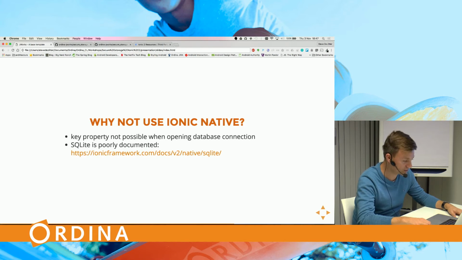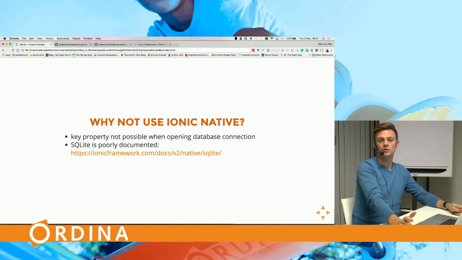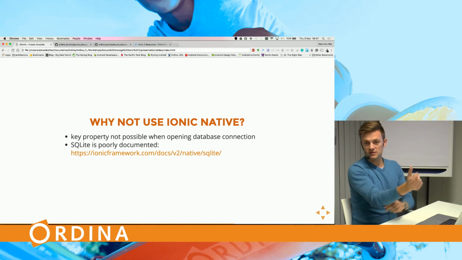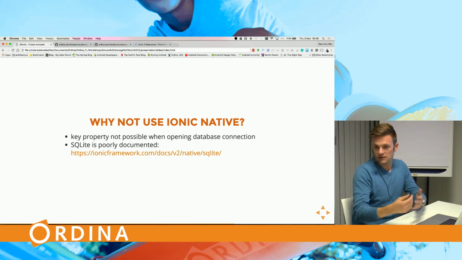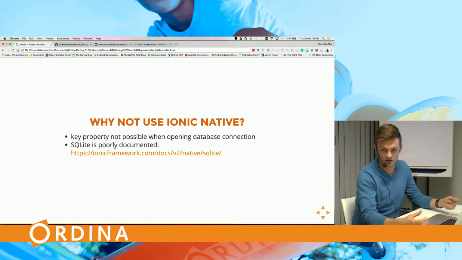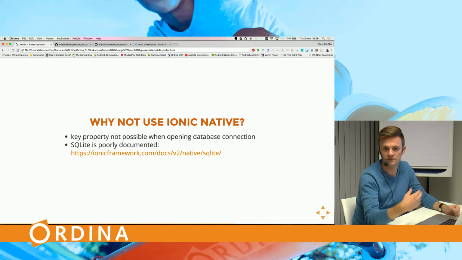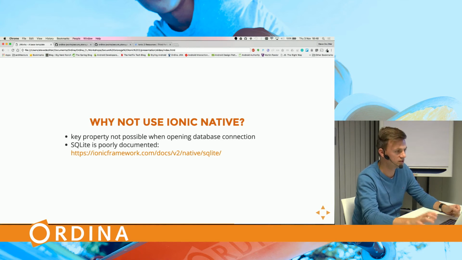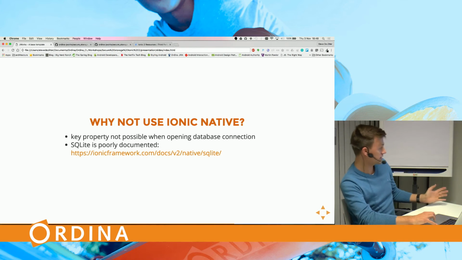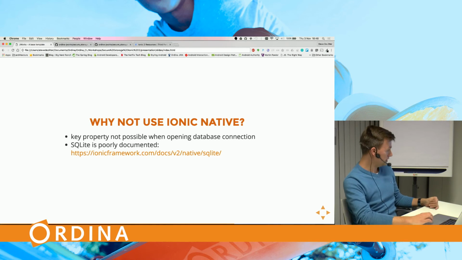Why didn't I use Ionic Native? Because Ionic Native wraps a lot of Cordova plugins with promises for you, which is very handy because the Angular 2 system will monkey patch all those promises and will trigger change detection for you. So it will update the user interface whenever a promise is resolved. That way the Angular system is able to detect your changes. I didn't use it because I could not specify the key property. That was one reason, and it is very poorly documented.